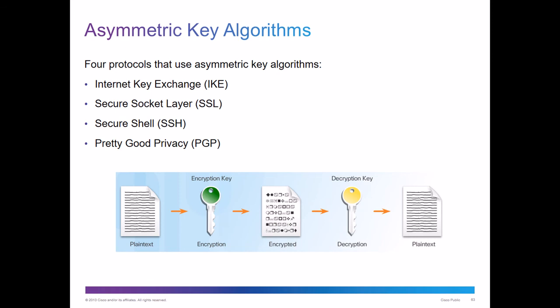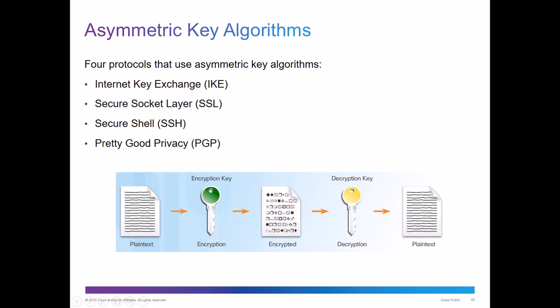The four protocols that use asymmetric key algorithms are the Internet Key Exchange, and the SSL. The IKE exchange is when you set up for VPNs. The SSL, the secure socket layer, is used with HTTPS. So every time you go to a website that uses HTTPS, you're really using the SSL layer. You're using asymmetric key encryption to communicate with that website.